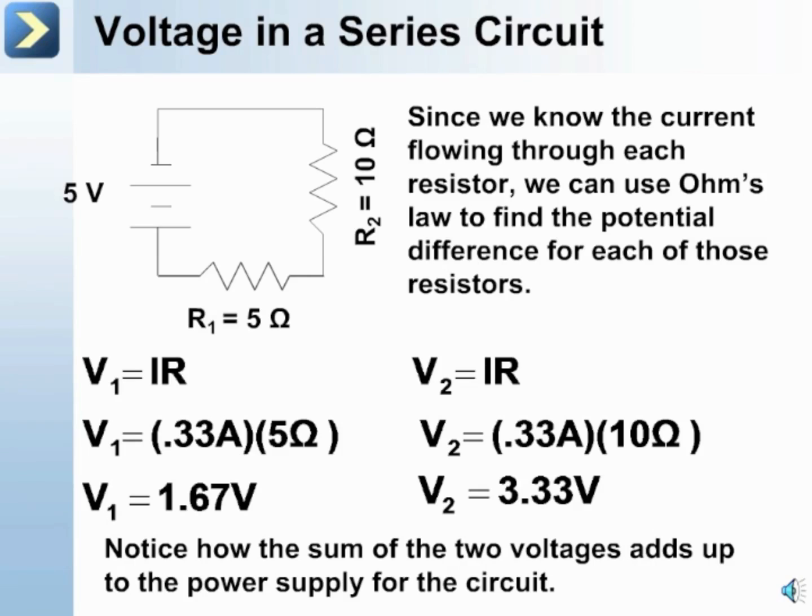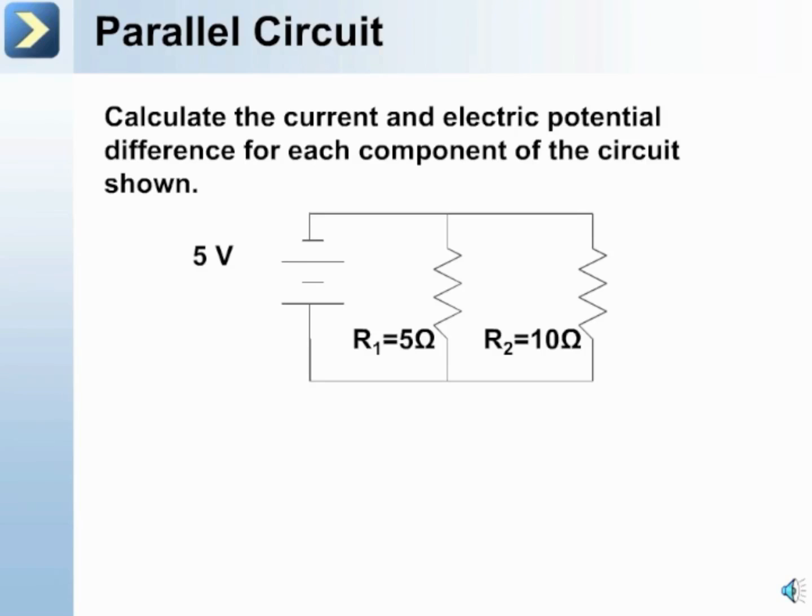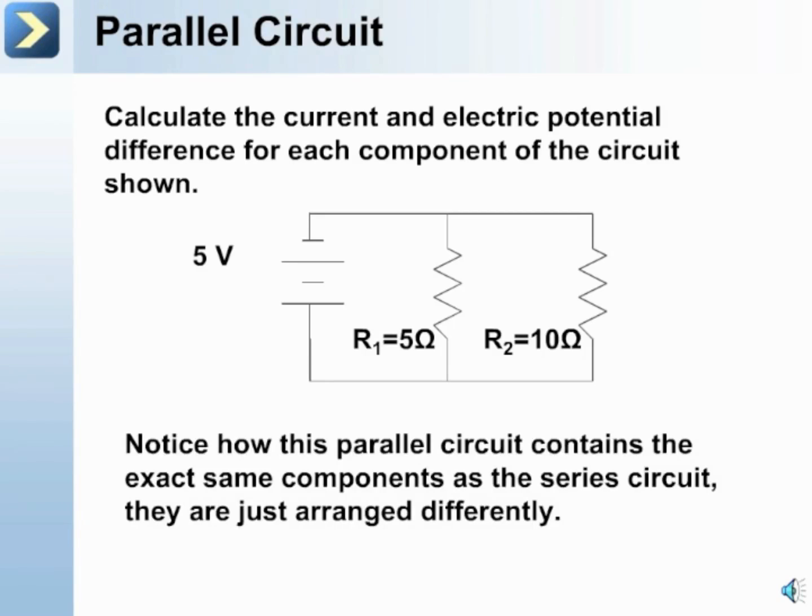And this goes to basic circuit principle number 1 with series elements, and that is that the voltages in individual ones add up to the voltage of the power supply for the circuit. Parallel circuit. Calculate the current and electric potential difference or voltage for each component of the circuit shown. And so we have this circuit here, a 5-volt battery, and we have a 5 ohm resistor, 10 ohm resistor. Notice how this parallel circuit contains the exact same components as the series circuit we just did. They're just arranged differently. And so let's see how the currents and voltages behave differently.